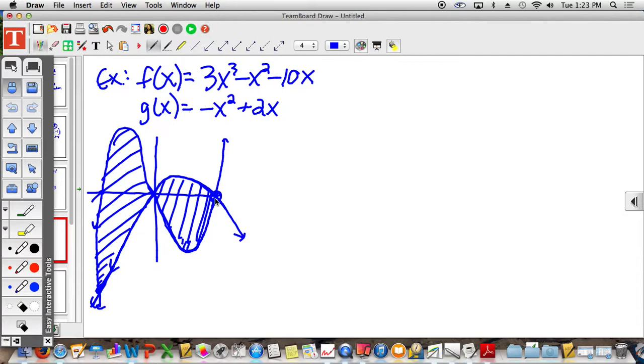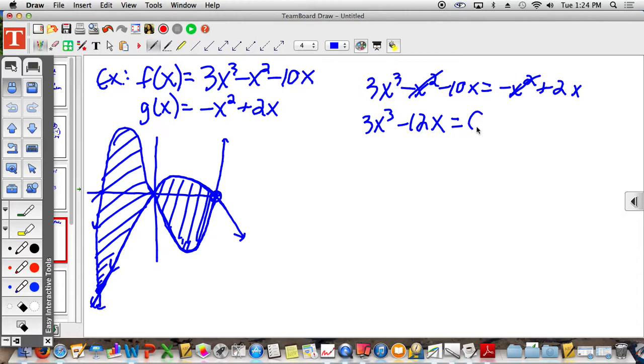All right. So I'm going to attempt the algebra here. I don't know how successful I'm going to be, but I'm going to try to figure out where these 2 graphs intersect each other. So where does 3x cubed minus x squared minus 10x equal -x squared plus 2x? I'm going to move everything to this side of the equation. We have a 3x cubed, -x squared on one side and -x squared on the other side. What happens when you have exactly the same thing on both sides of the equal sign? They cancel each other out. So I'm going to cross those right out. I have a -10x and a +2x. So when I move the +2x to the other side, I have a -12x. You guys still with me? What can I factor out?